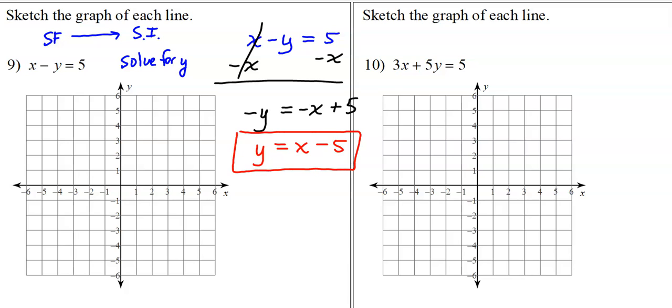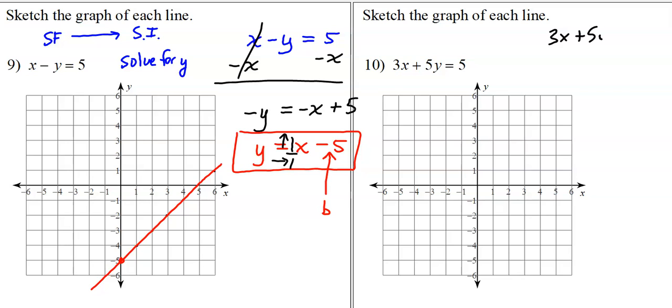So now I can see really easily that, hey, that's my b, that's my y-intercept, way down here. And then my slope, there's no number there, so when there's no number, we pretend it's a 1, and it's positive, so we're going up and right, 1 to 1, 1 to 1, and so on. There she is. All right, next one, I'll talk less, work more.